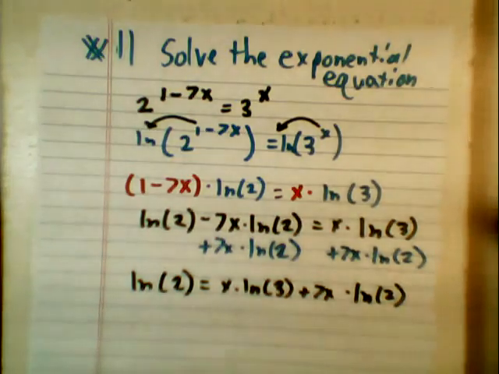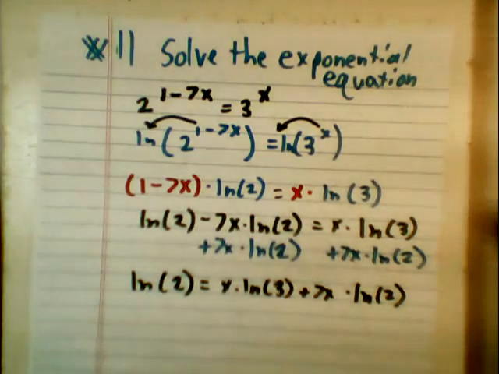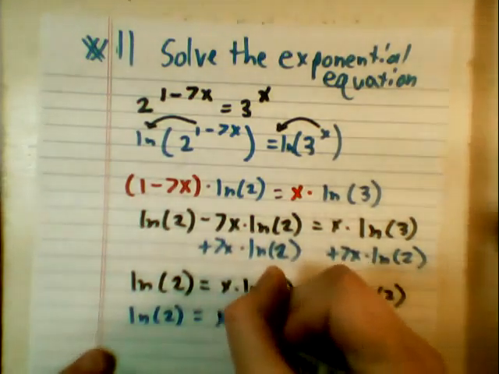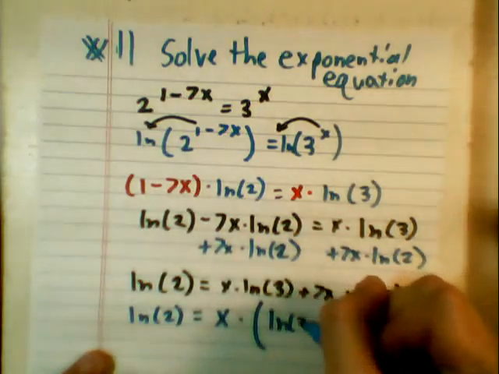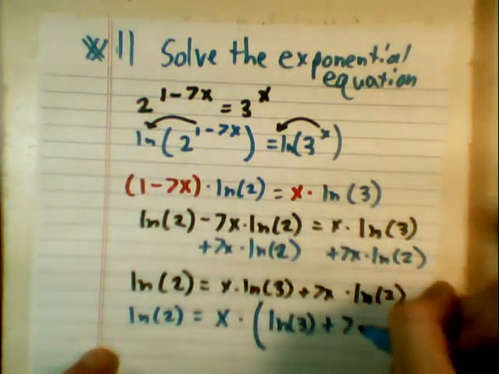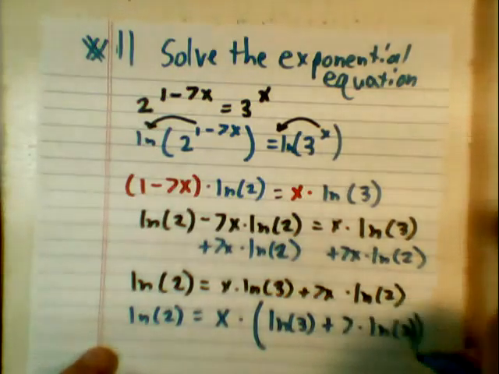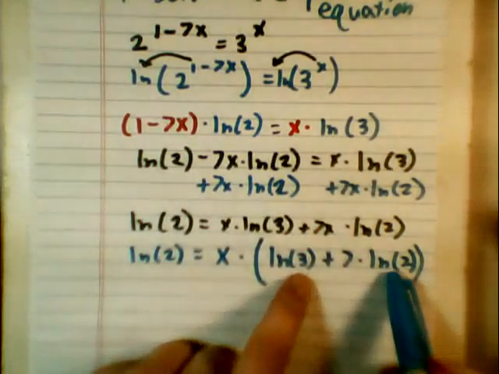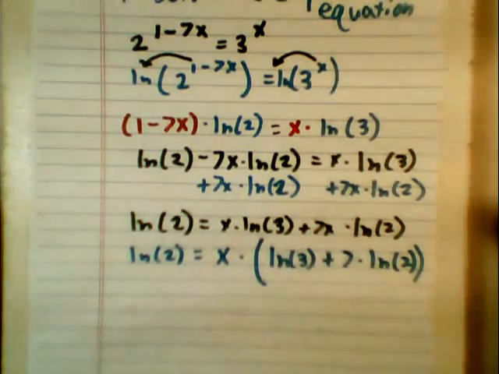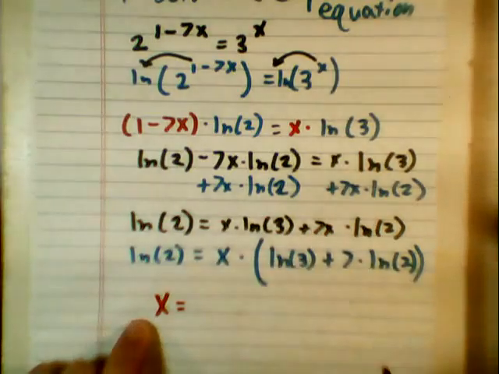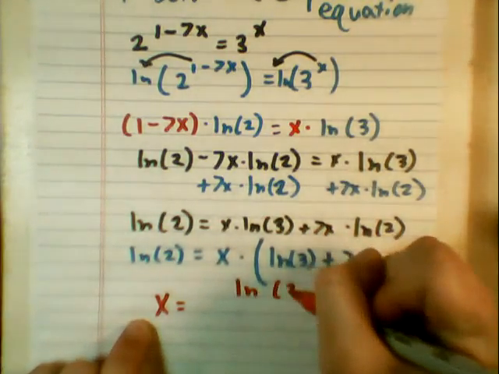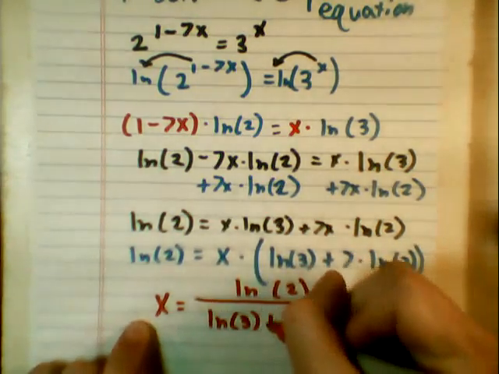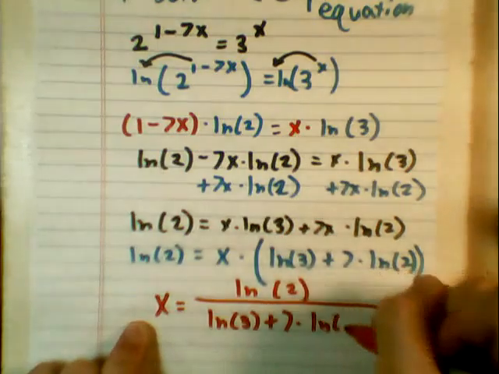Okay, so now let's go ahead and factor out an x from these two. So we have x times ln of 3 plus 7 times the ln of 2. Lastly, to finally get x by itself, let's divide this to the other side. And with that, we get x equals the ln of 2 divided by the ln of 3 plus 7 times the ln of 2.